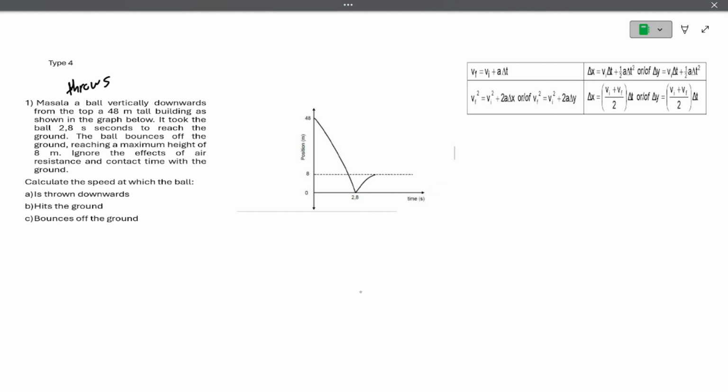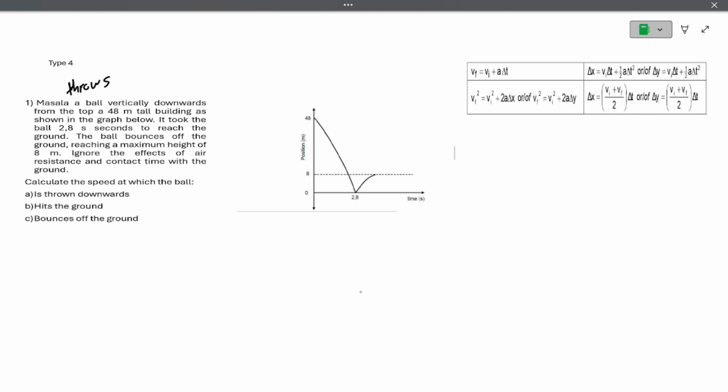It took the ball 2.8 seconds to reach the ground. The ball bounces off the ground, reaching a maximum height of 8 meters. Ignore the effects of air resistance. And then it says to calculate the speed at which the ball is thrown downwards.